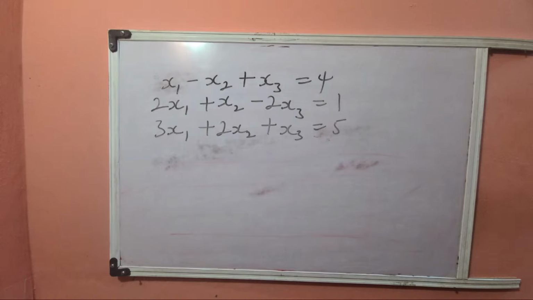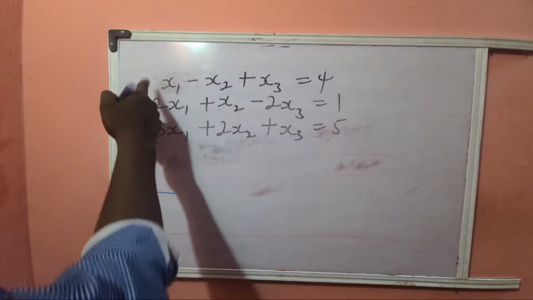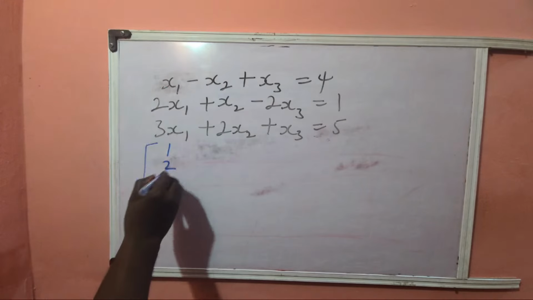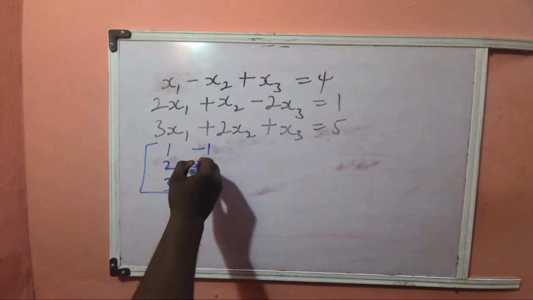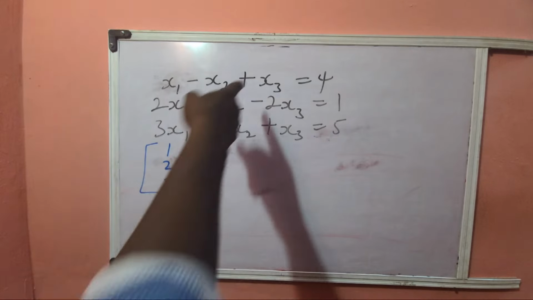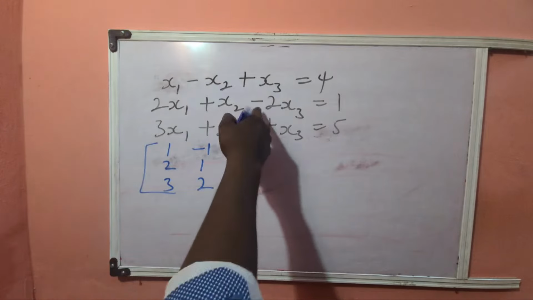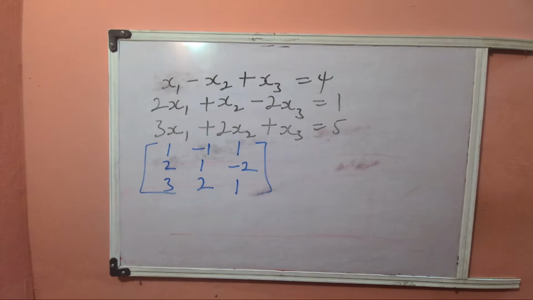So the very first step here is for us to bring out our matrix. Don't forget, our matrix is the coefficients of these linear equations. And they told us that that was matrix A. So here, we have the coefficients of x1 as 1, 2, and 3. That gives us the first column. And for the other side, we have the coefficients as -1, 1, and 2. That gives us the second column. And then for the other side, we have 1, -2, and 1. That gives us the third column.